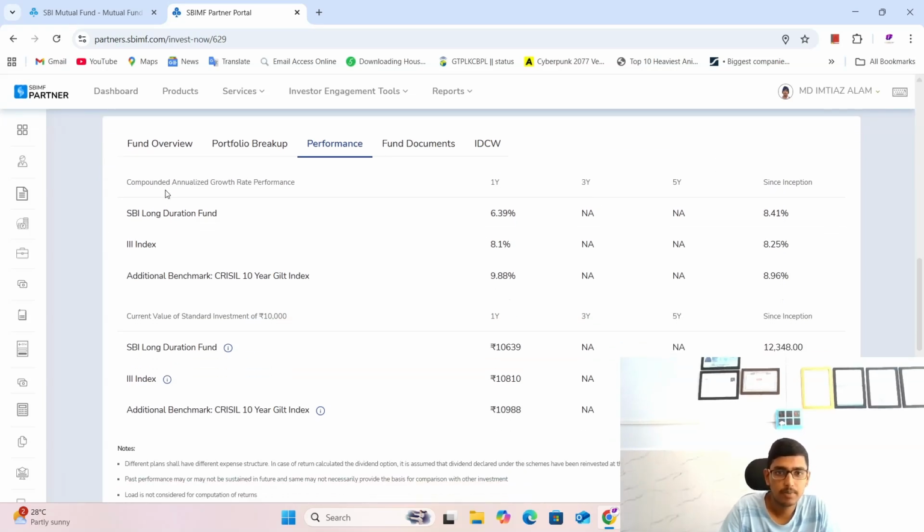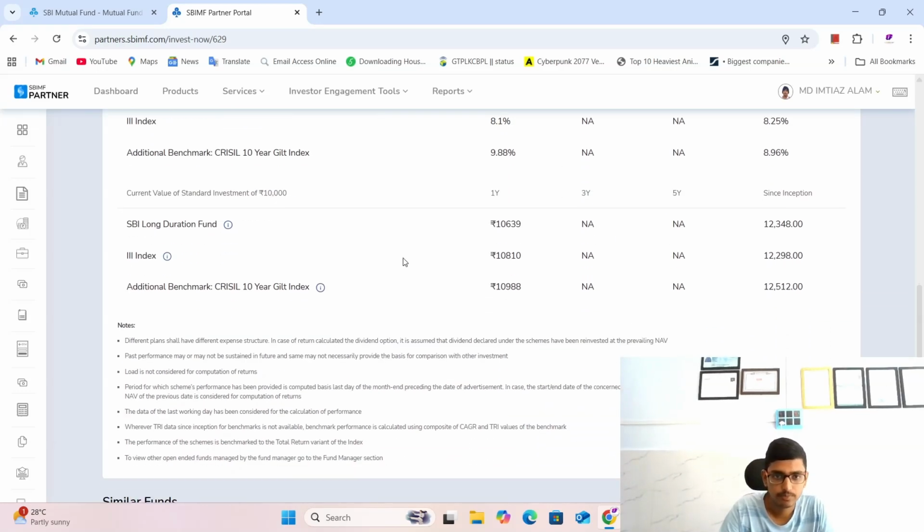If we see the compound annualized growth rate, CAGR, of this fund, SBI Long Duration Fund, the 1 year CAGR is 6.39%. Since inception it is 8.41%. The benchmark has a good CAGR of 8.1%. So it is actually underperforming the benchmark, and the additional benchmark, which is the price 10-year gilt index, also has a CAGR of 9.88%. So it is also underperforming the additional benchmark. So now we could say that there is potential for this fund to grow.